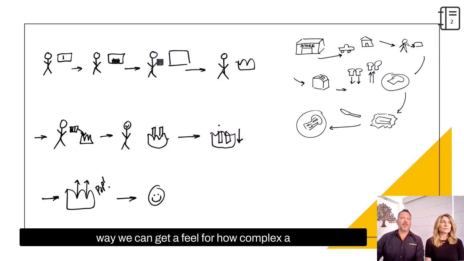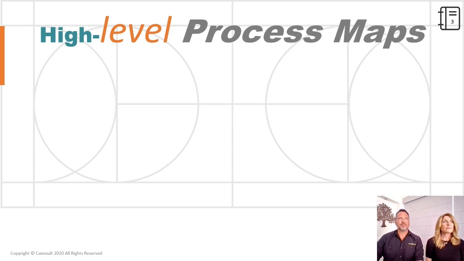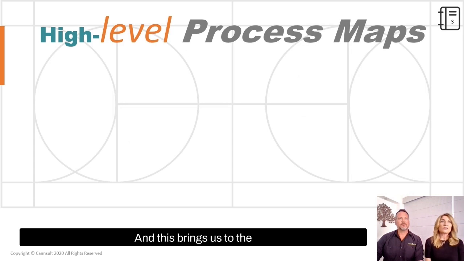In a way, we can get a feel for how complex a process is by counting the number of tasks. When we create a process map, we are breaking something that can be very complex into simple parts, and then we bring all the pieces back together again. And this brings us to the topic of high-level process maps.